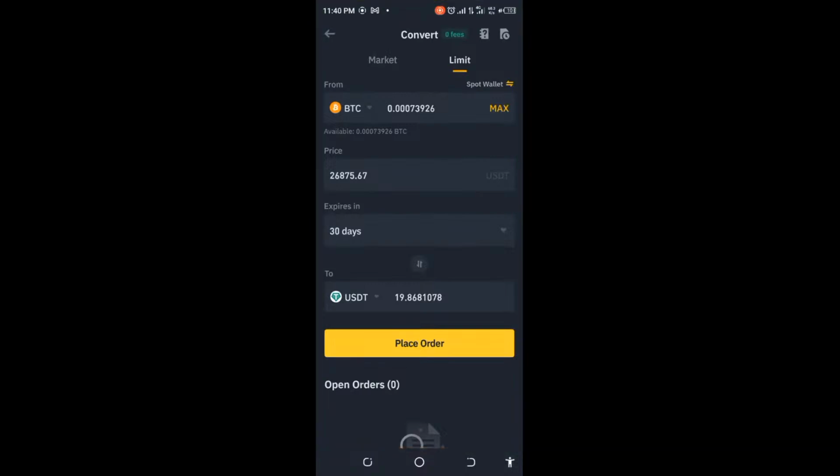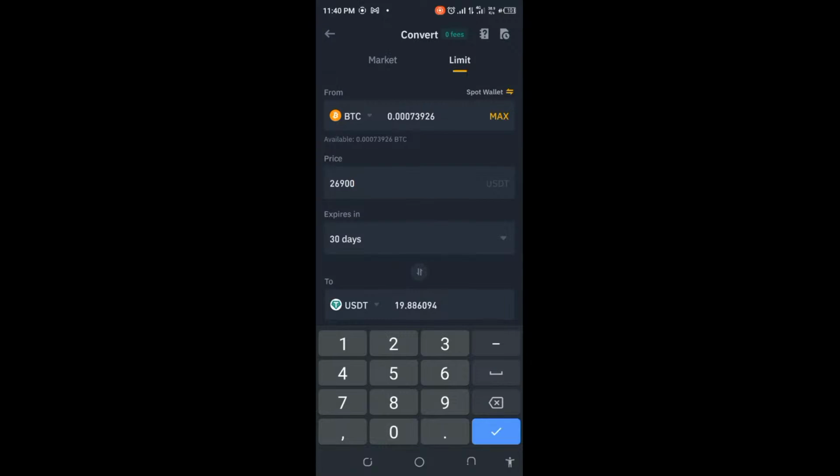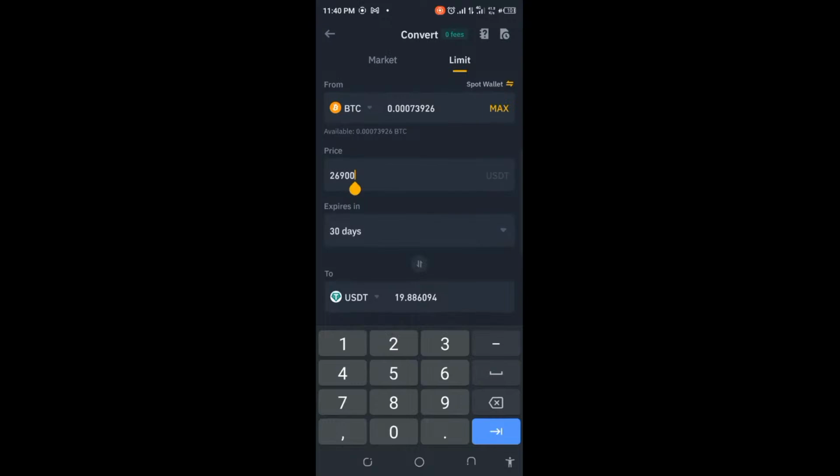19.86. Nah, I want to make sure I have more. So is this gonna allow me to have more? I don't know. Let's go and check. See if I make it 26,900. What will I get? Okay, that's 20. It's looking so small. Okay, maybe we should make this 27,000. Let's see.